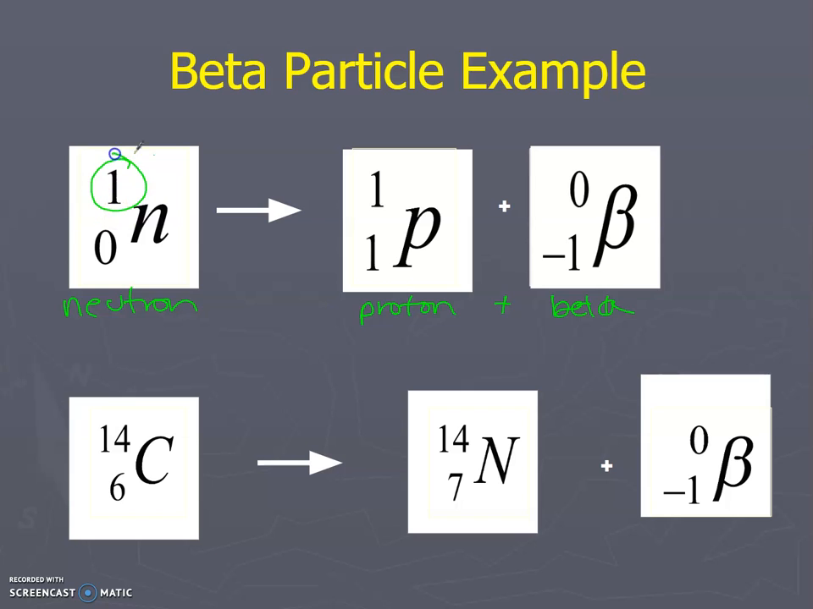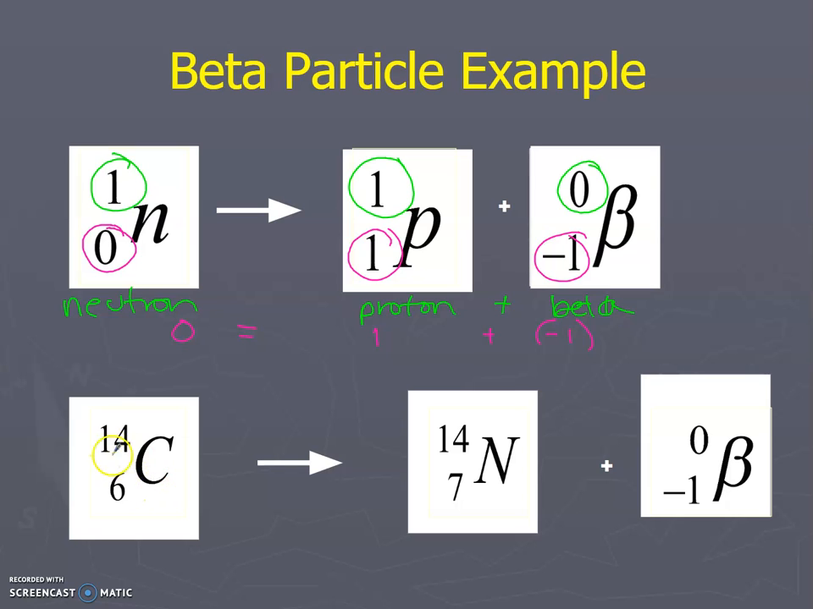Okay, so 1 equals 1 plus 0. And then down in the bottom, 0 equals 1 plus negative 1. Let's take another look at that. 0 equals 1 plus negative 1. 1 minus 1 is 0. Look at that. There you go.